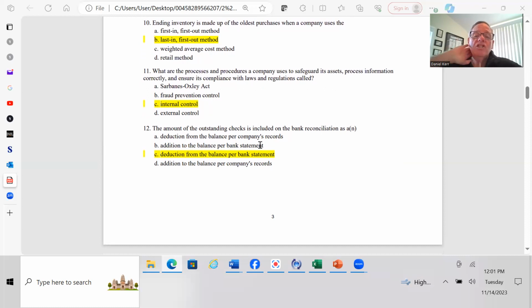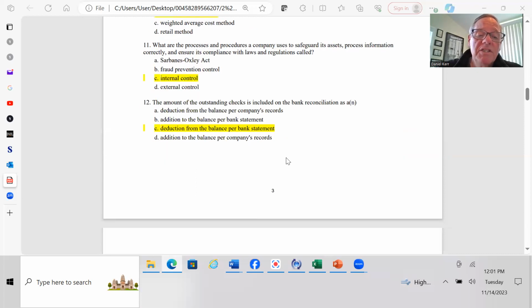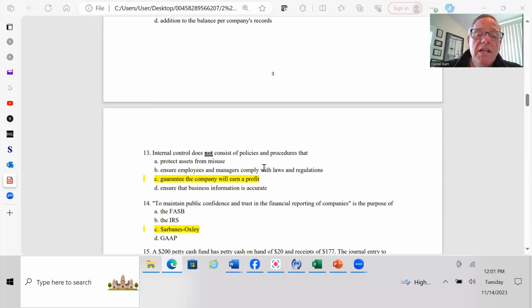12, the amount of outstanding checks is recorded on the bank reconciliation. That would be a deduction from the balance per the bank statement, which is C. Outstanding checks means they've already been recorded in the T account cash, but they haven't yet hit the bank statement. So you've got to take the bank balance and reduce it by the amount of outstanding checks. So 12 is C.